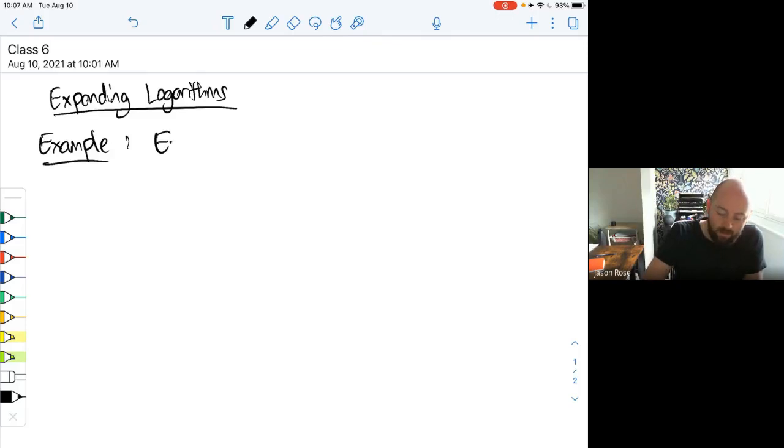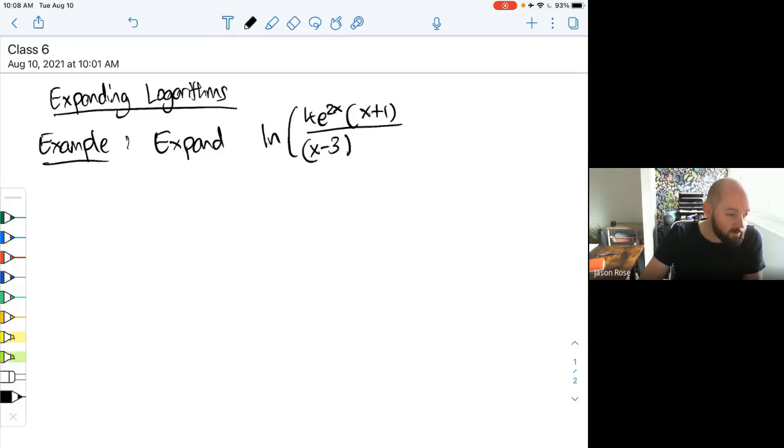Let's say you're asked to expand the natural log of 4 times e to the 2x times x plus 1, divided by x minus 3 to the power of 5 times e to the x minus 1.